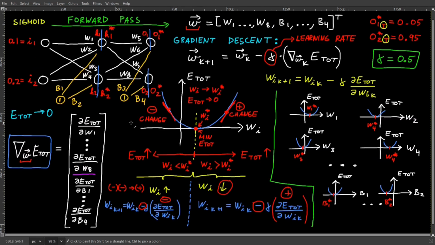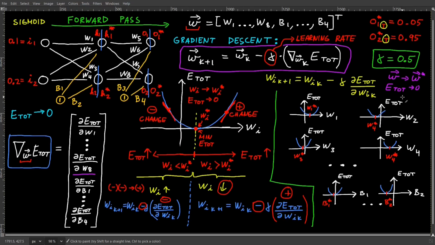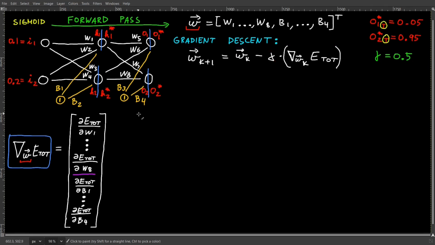Once you have the gradient vector, you can run this equation thousands of times until the weight vector approaches the optimal weight vector, and that's when your total error approaches 0. And when that happens, the outputs of the neural net will approach the desired outputs. This technique to train the network is called backpropagation. The next step will be to actually find the partial derivatives and thus the gradient vector.